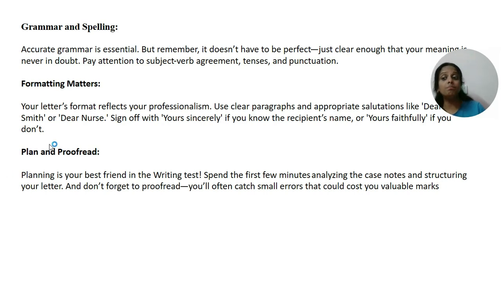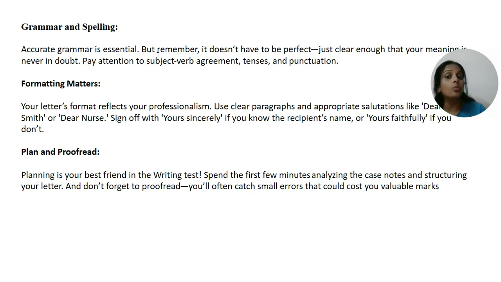And the next one is plan and proofread. Planning is your best friend in writing. Spend the first few minutes analyzing the case notes and structuring your letter. And don't forget to proofread. You'll often catch small errors that could cost you valuable marks.